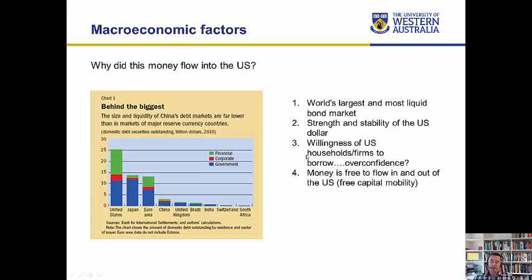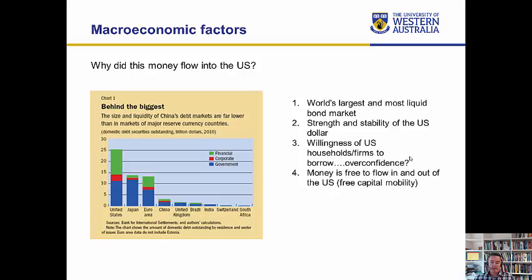Then there was the strength and the stability of the US dollar. International investors wanted or preferred the US dollar as a reserve currency. Point number 3, the US households and firms, they were the ones who were willing to borrow the money coming in. So at the time, people in the US were, in hindsight, a little bit overconfident about the future, and as I've been saying right throughout this course, you can't send money to a country like the United States if someone in the United States is not willing to borrow it. So even though there was a lot of money coming from the East into the US, at the same time, people in the US were actually willing to borrow that money.